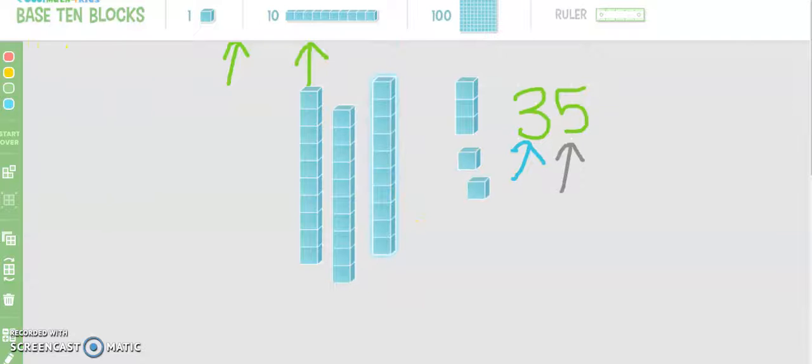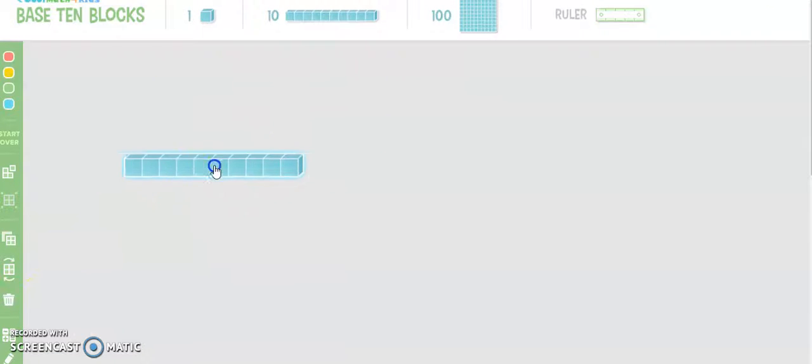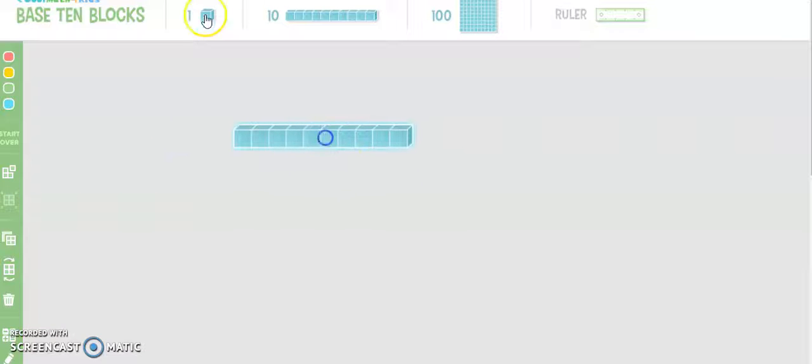I do have a question for you though. Can you take apart a 10? Even though I can't do it here, I can definitely do it with these blocks. 1, 2, 3, 4, 5, 6, 7, 8, 9, and 10.